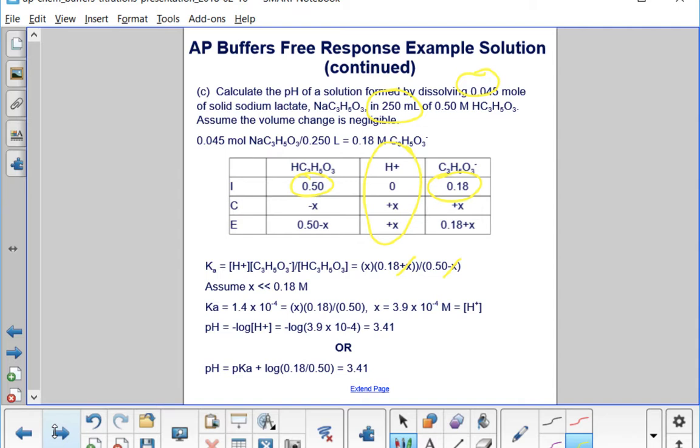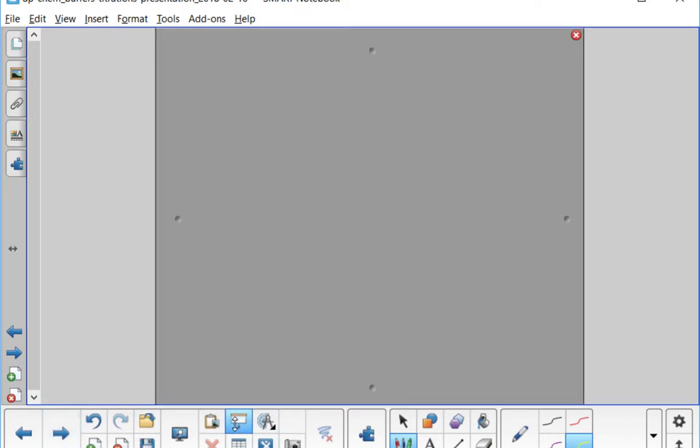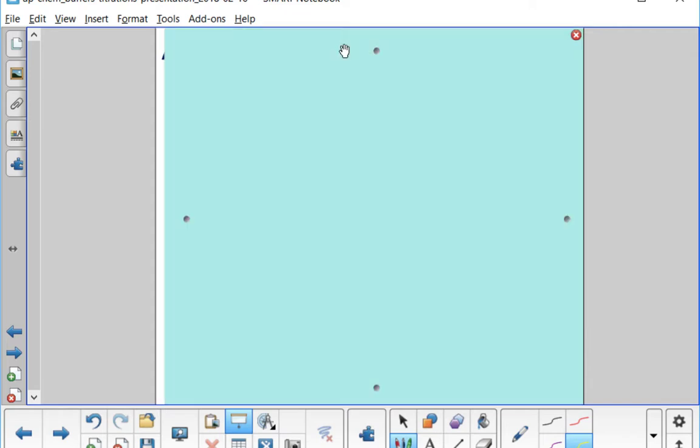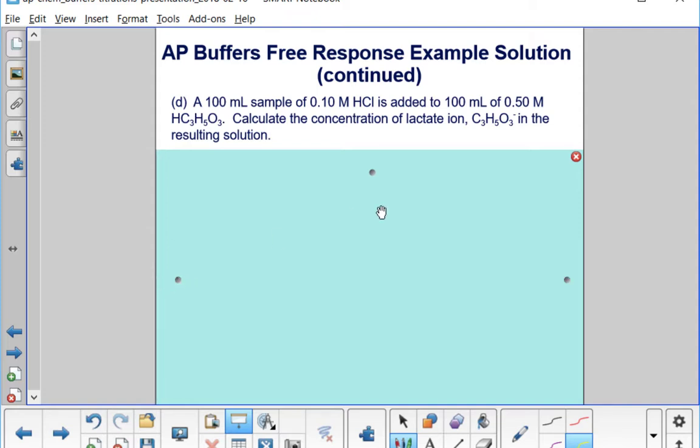Okay, now in part D, we're going to add some strong acid and calculate the change in pH of the buffered solution given the addition of a strong acid. So the problem says a 100 milliliter sample of HCl is added to 100 milliliters of the 0.5 molar lactic acid. Calculate the concentration of the lactate ion in the resulting solution.